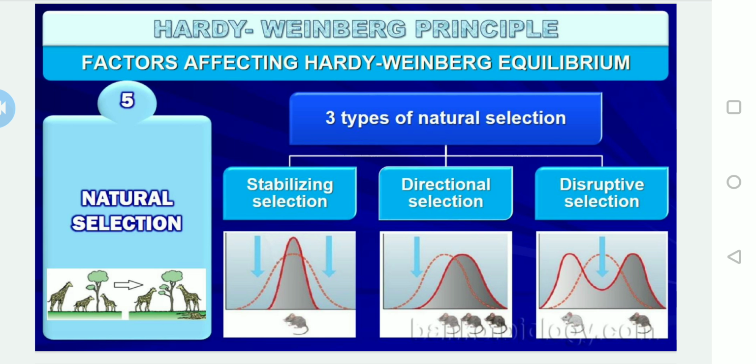And a very important one: natural selection is a process of differential reproduction that leads to differential contribution of the genotype to the gene pool of the next generation, so that it brings about a change in allele frequencies of a population. When it comes to the types, there are three types of natural selection. The first is stabilizing selection. The second type is directional selection. The third one is disruptive selection. Let me explain one by one.